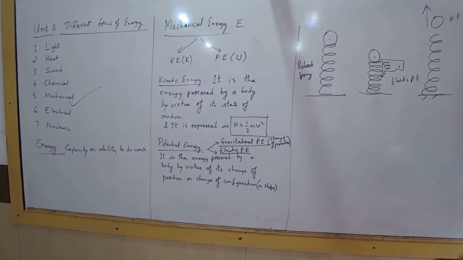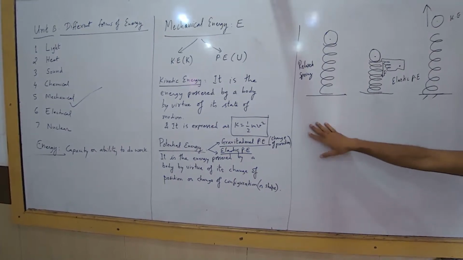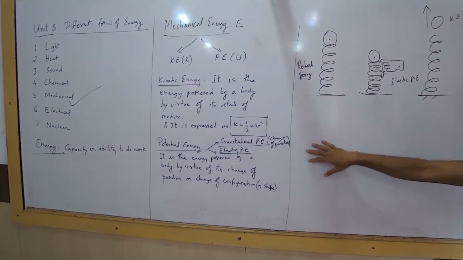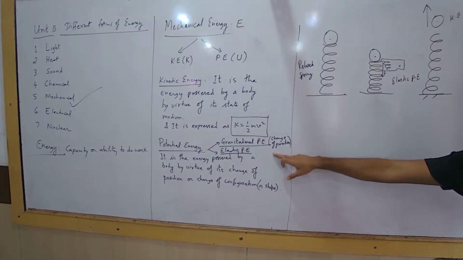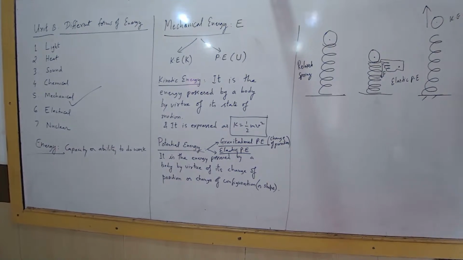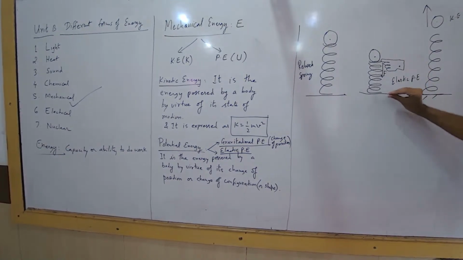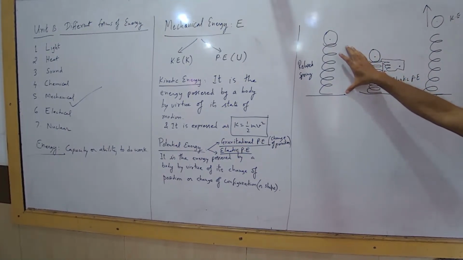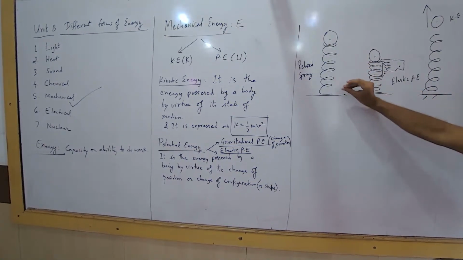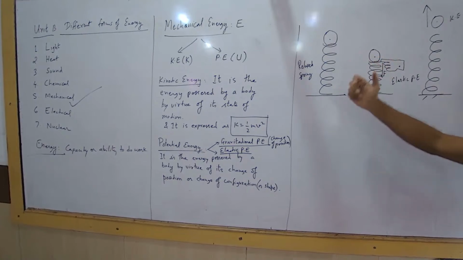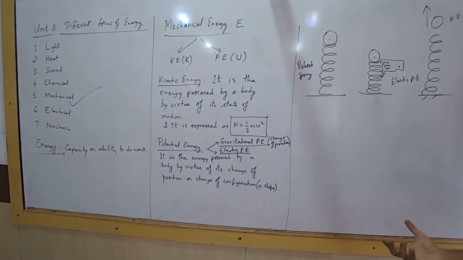Got it? So you understood the two different types of potential energy: gravitational and elastic. Elastic is due to change of shape or configuration. How is that a change of shape? It has a change of dimension, right? What is shape? Dimension. Is its length reducing? Change of shape could be due to anything, right?